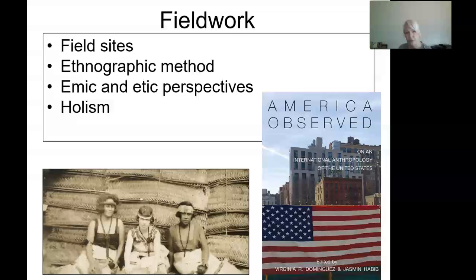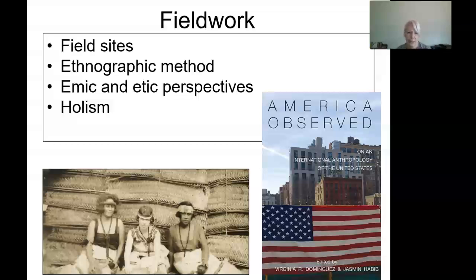In those field sites, in the course of fieldwork, anthropologists employ ethnographic methods. What that means is really trying to understand everyday life from the perspective of the people who live it. Participating in what people do, having ongoing conversations with people about how they view their worlds, how they understand the everyday practices that they engage in.